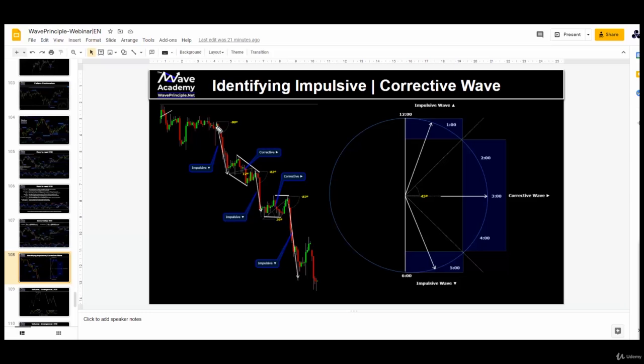Another thing that we need to remember is how to identify if it's an impulsive or corrective wave. When it's very steep, we have a lot of angle, then it's impulsive, and when it's lateral, it's corrective, and that's something that's going to be reflected in the RSI.